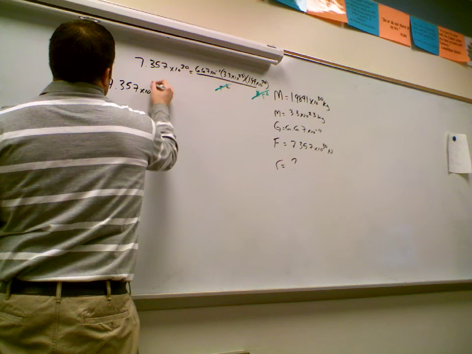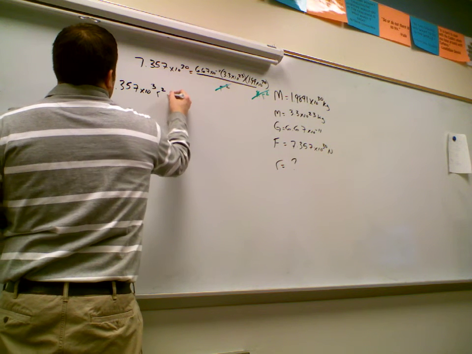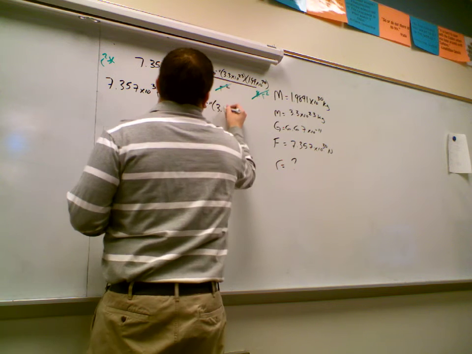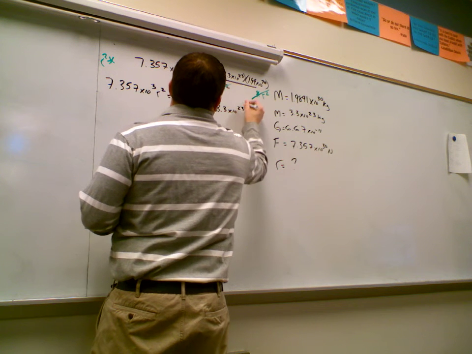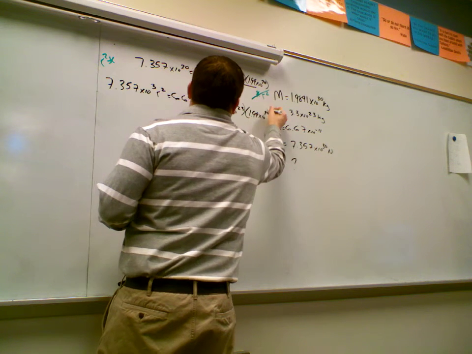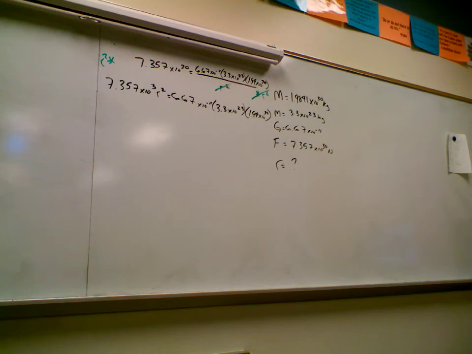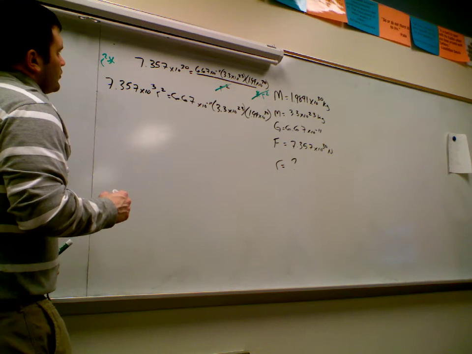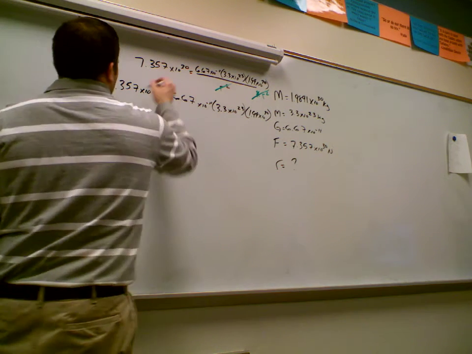7.357 times 10 to the 30th r squared equals 6.67 times 10 to the negative 11th times 3.3 times 10 to the 23rd times 1.99 times 10 to the 30th. Right? What zero? The very first 10 to the power. Oh, thank you. I almost did it again. Thank you, Kevin.